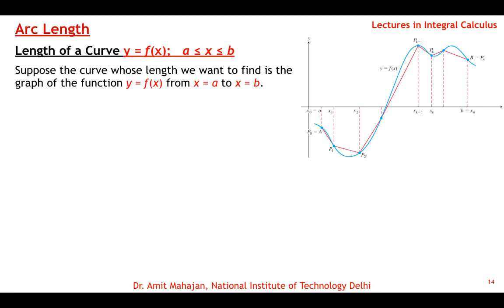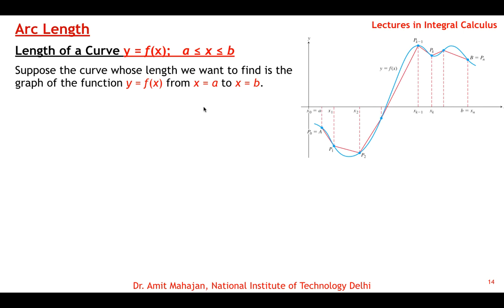Next thing that we want to calculate is the length of a curve. So if you are given a curve y is equal to f(x), where the curve varies from x value a to x value b, say for example you have a curve like this, y is equal to f(x), which goes right from x is equal to a to x is equal to b, and we want to find the length of this curve. Suppose that the curve whose length we wish to find is the graph of this function from x is equal to a to b.